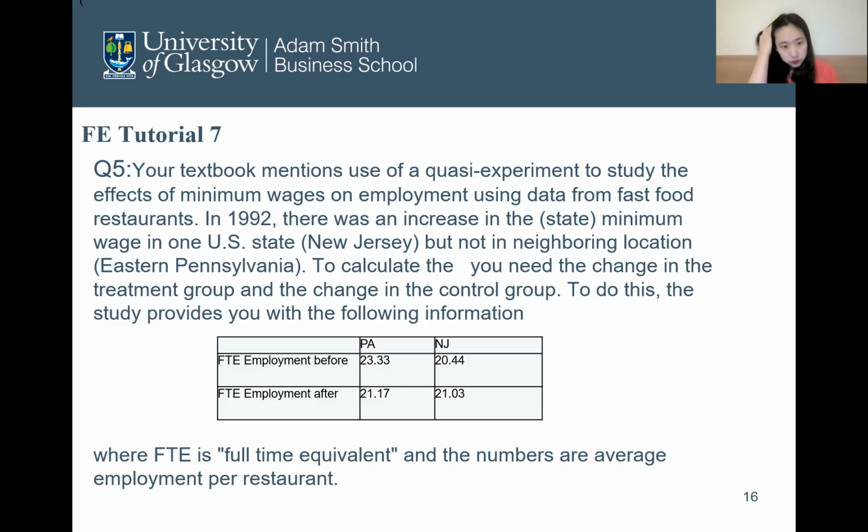Esther, Pennsylvania. Pennsylvania. To calculate the, you need to change into the treatment, right?